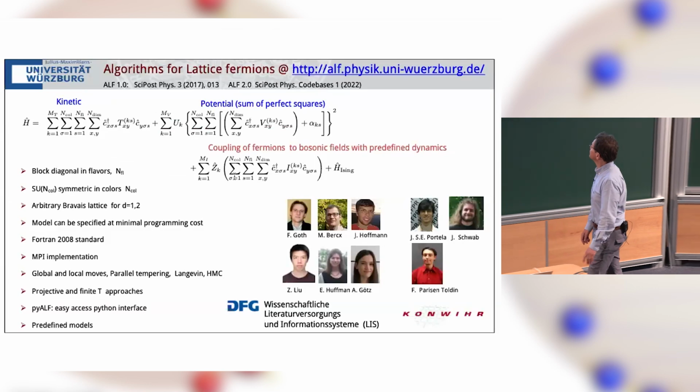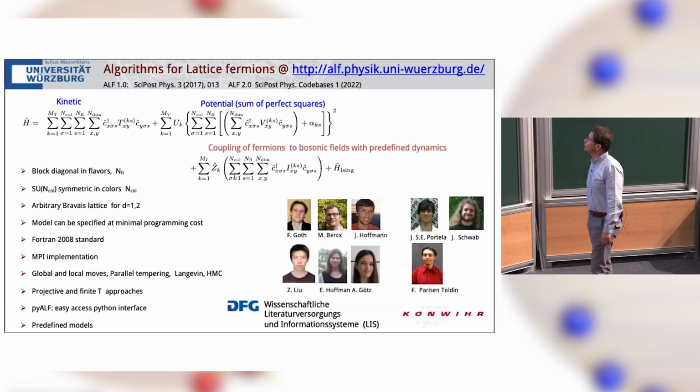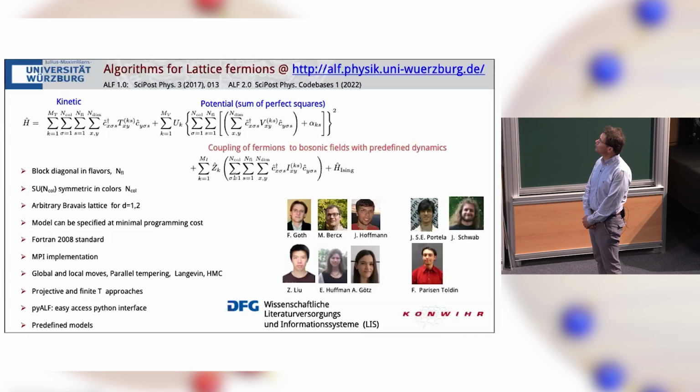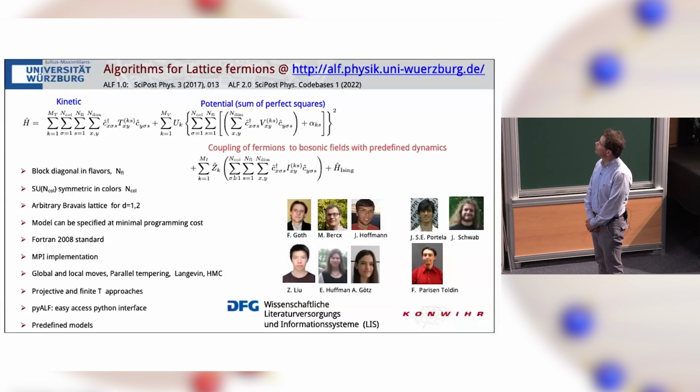And so this is a package we have been working on for the last many years now. And this looks complicated, but it's a very general Hamiltonian, one-body terms, two-body terms, and coupling to a gauge field, which is Z of k. You can do many things.